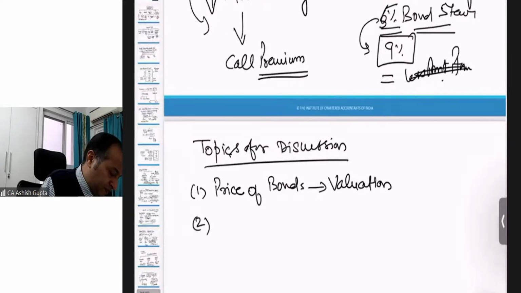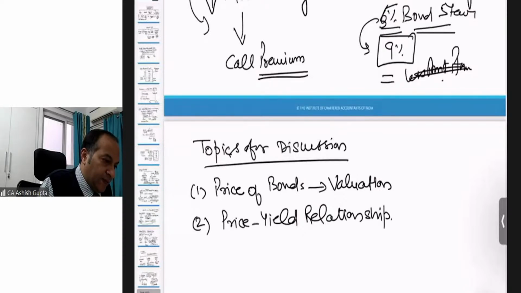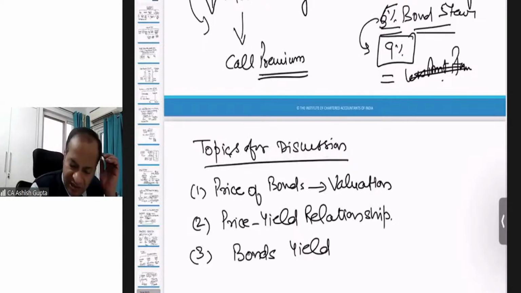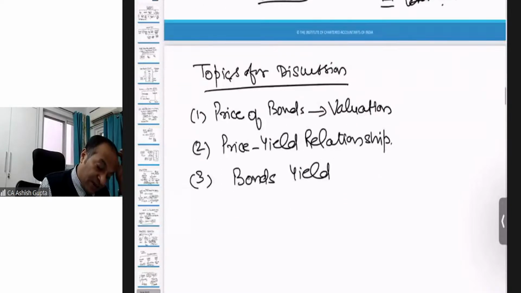Okay, second, what are the various types of bond yield? Because when we talk about shares or debentures, there is a concept: I am buying a share, I will get this much dividend, I will get this much capital gain. What will be my return? Of course, capital gain plus my dividend divided by the price I am paying. It is called return on equity. Similarly, we can also discuss the various types of yields that will be available on bonds.